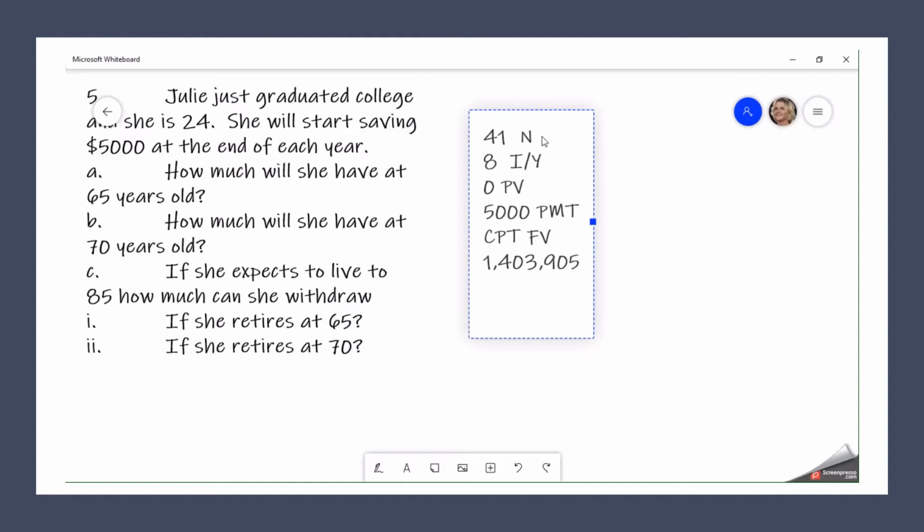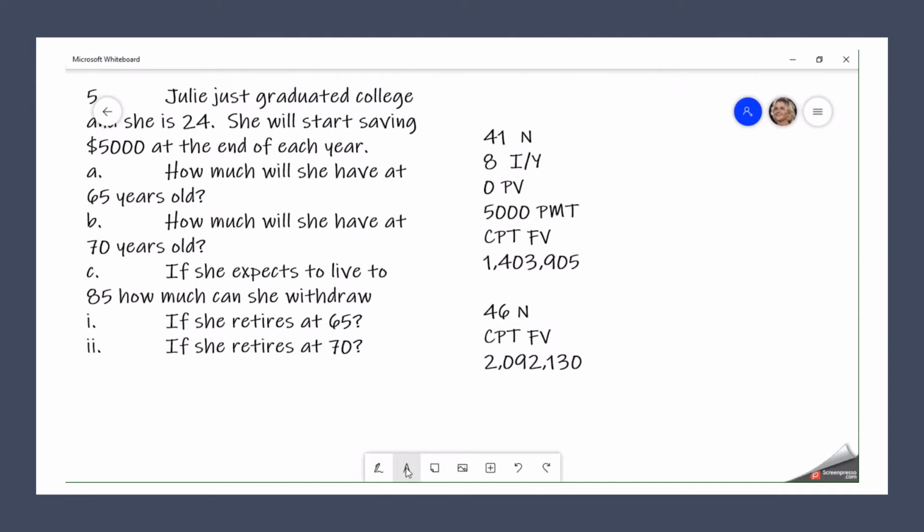What if she lived to be, or how much would she have if she saved until she was 70? So that'd be 5 more years. So if you don't clear out your work, just make your N 46 and then recompute your future value. And then you'll get 2,092,130. So she could save quite a bit more if she works those additional 5 years.